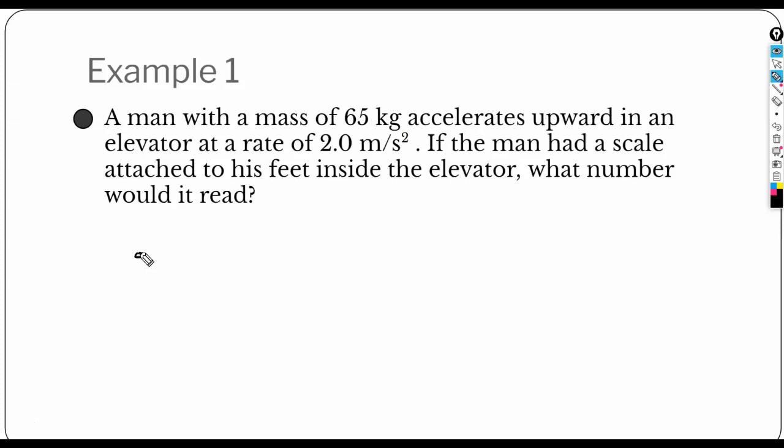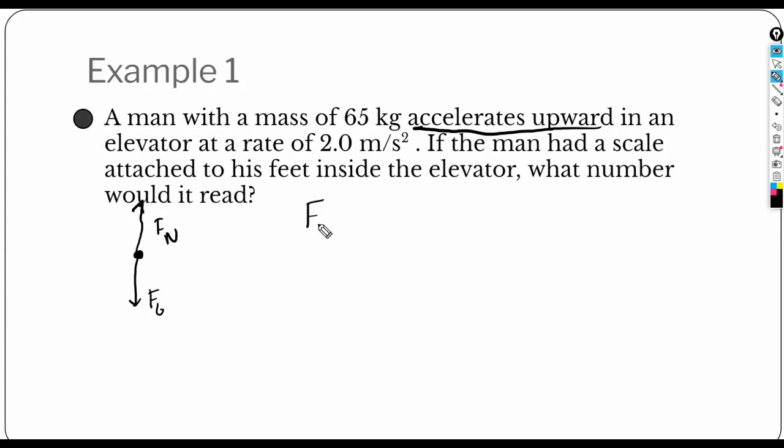Okay, so let's apply Newton's second law to analyze this situation. Now, we have two forces, the force of gravity and the normal force. And the normal force is greater in magnitude than the force of gravity. Now, how do I know that? Because the man is accelerating upwards. And if you're wondering, how do I know there's a normal force? Because the man is standing on a surface. Okay, so this arrow is slightly longer than this arrow, although it's not drawn very well.